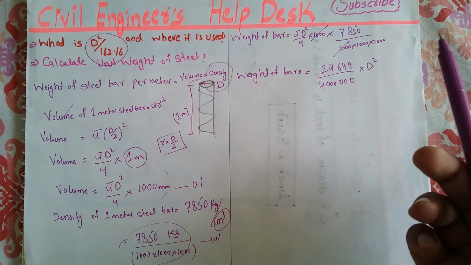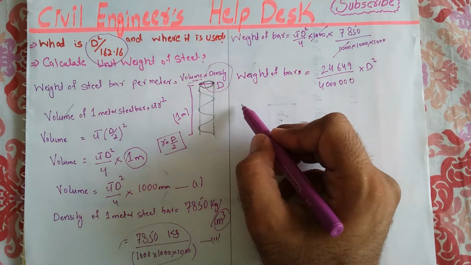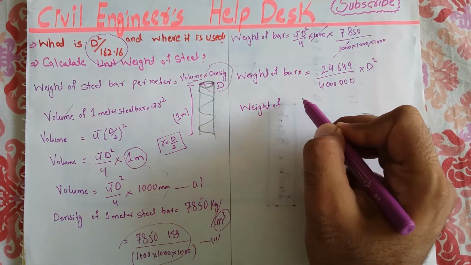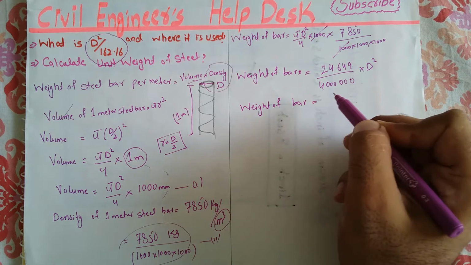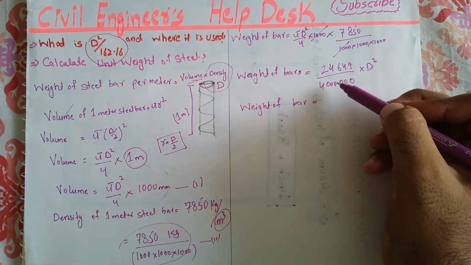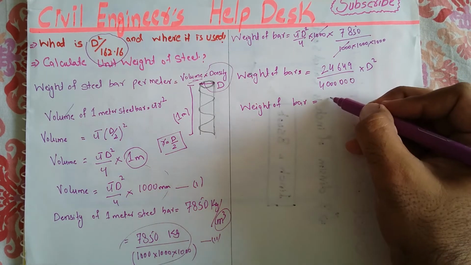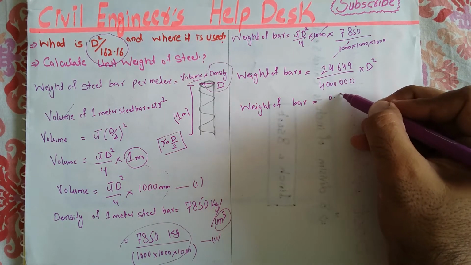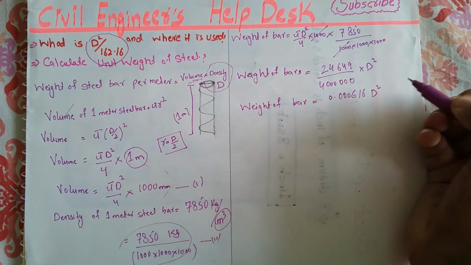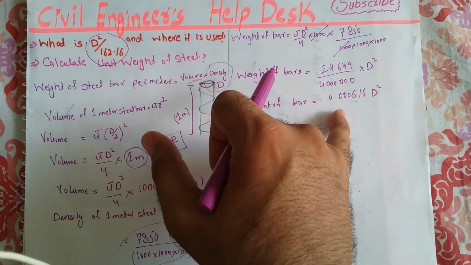Pi, as an engineer you should know, is 3.14. So after solving we will finally get weight of bar is equal to 0.00616 d square. Now viewers, our derivation is this, but we get this.